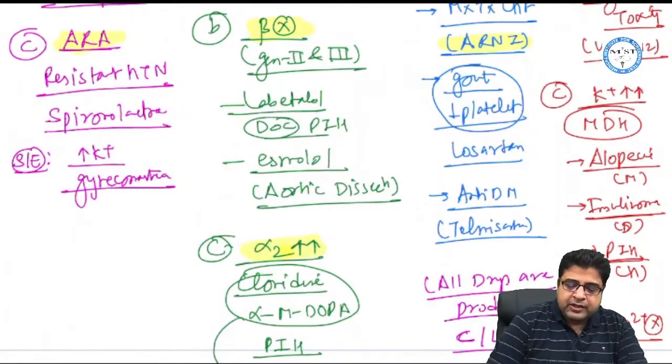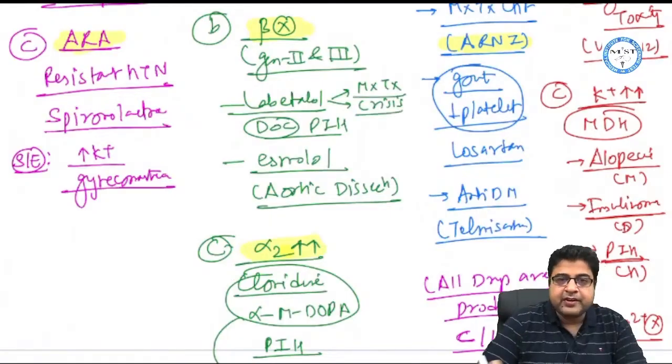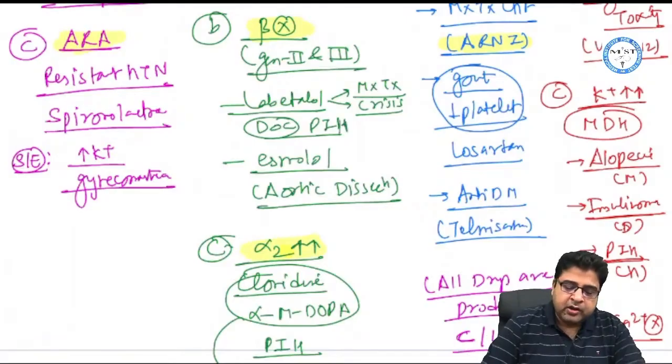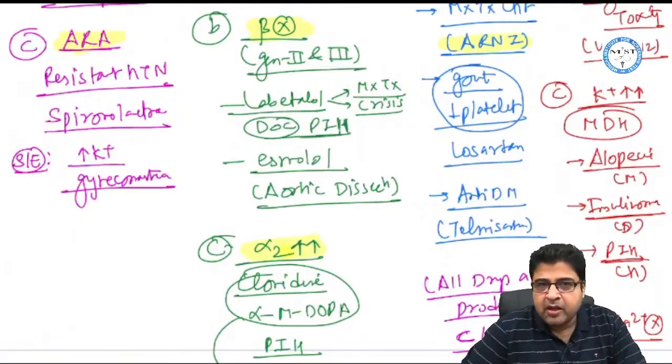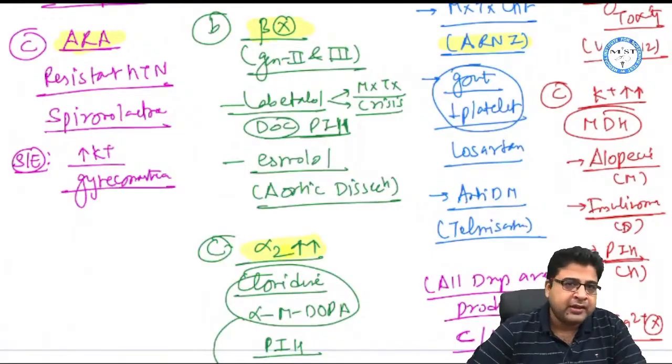Labetalol is a drug of choice for PIH. Whether the female requires maintenance treatment or is in hypertensive crisis, for a pregnant female, labetalol, which is a generation 3 medicine, blocks alpha and beta receptors together. It's a drug of choice for PIH.